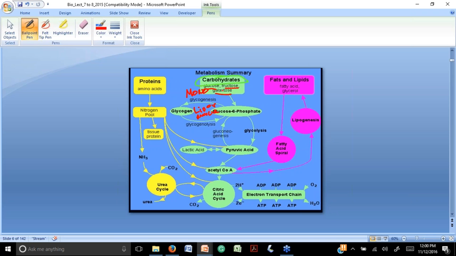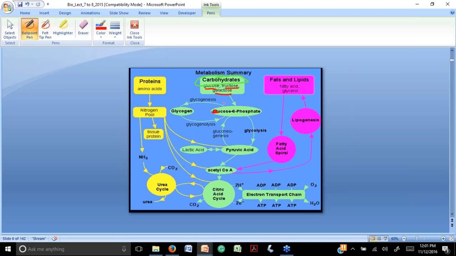And from glucose to glycogen is going to be glycogenesis, the origin of the glycogen, glycogenesis, okay? So if you see that, that is glycogenesis. All right, now let's suppose that you are dieting. If you're dieting, you don't want to eat sugars, right? Because you want to lose weight.